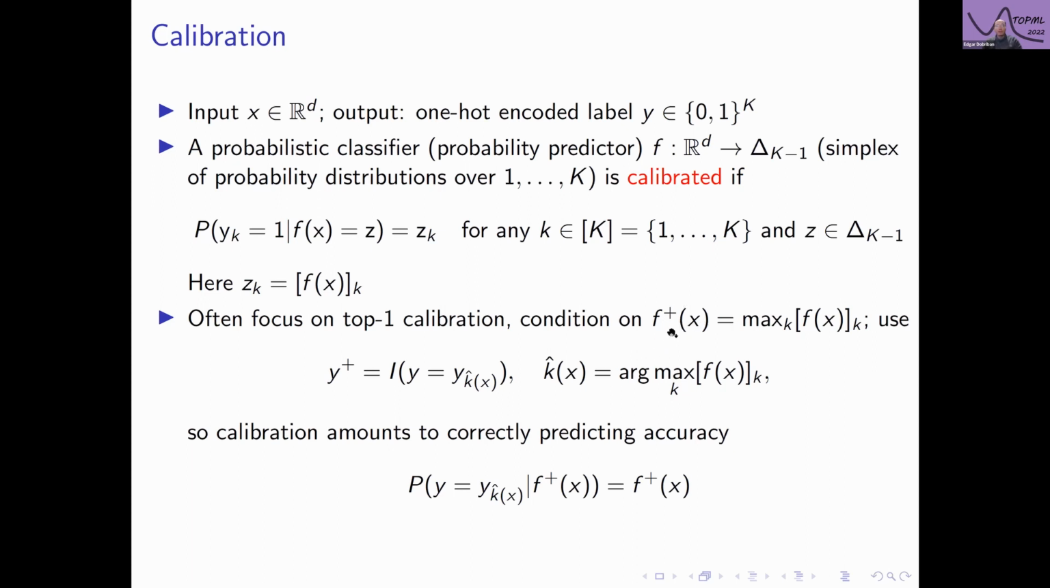I call that f plus of x, and y plus being the indicator that y is equal to the predicted class. K hat is the class that is actually being predicted, and for simplicity let's assume it's unique here. So for this f plus and y plus, this notion of calibration is exactly this equation. It's just saying that the probability that y is equal to the predicted class, given my confidence of the largest class, is equal to the confidence of the largest class. This, it turns out, is actually what is most frequently evaluated empirically.